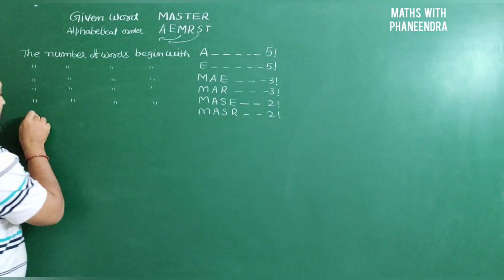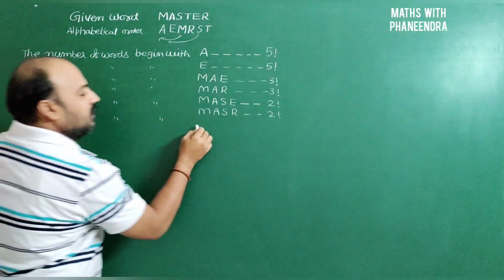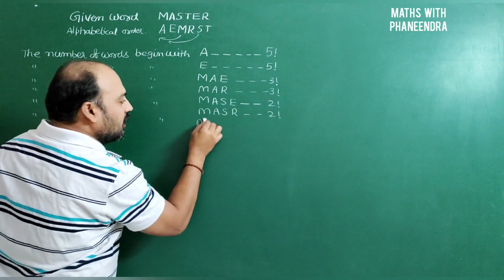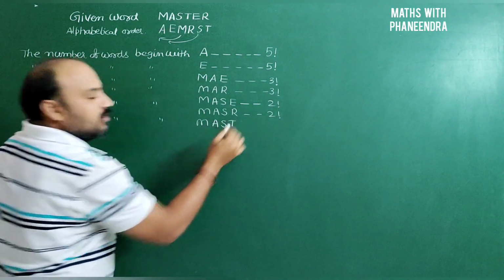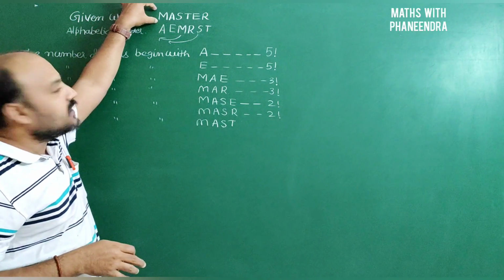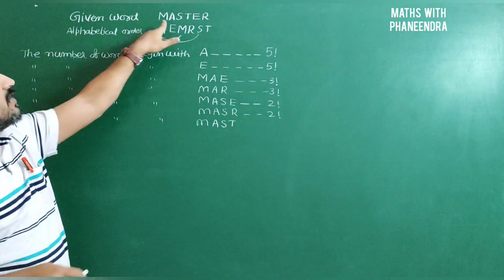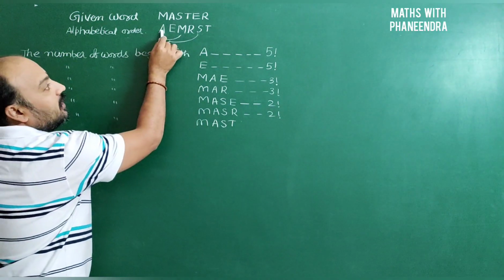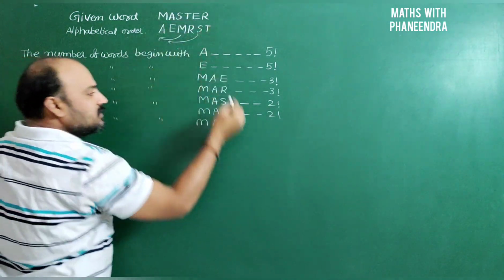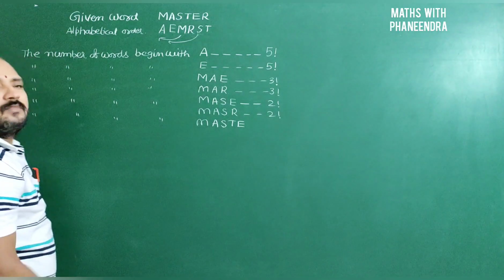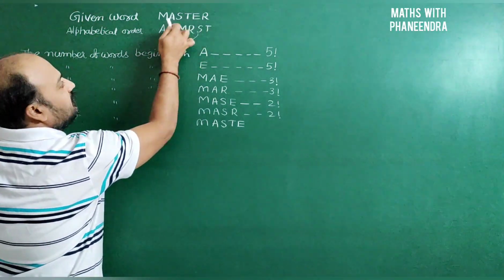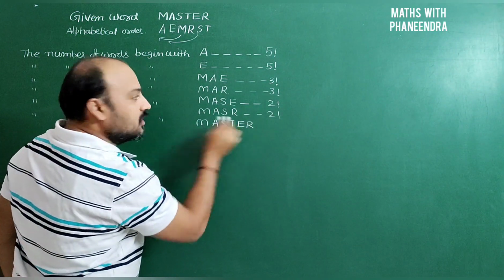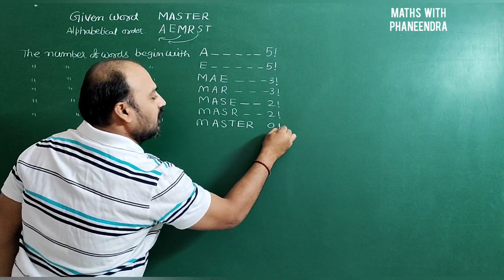Next, the number of words which begin with MAST. MAST is there now, so we can fix it. Why? Because MAST is already there in the given word, but I want MASTE. MASTE is also there in the given word. The next word is master. So you will get 0 factorial.